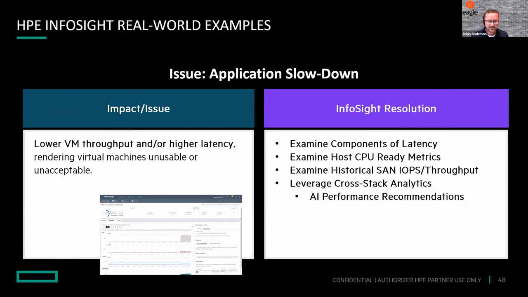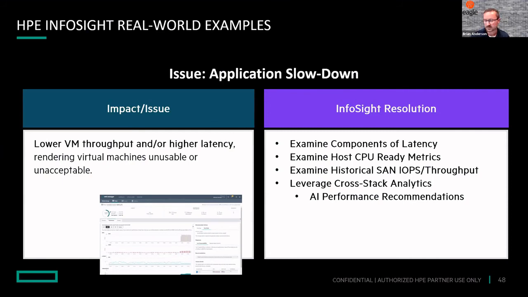So there's some great screens in InfoSight to troubleshoot that. You may also want to see if it's an anomaly that was causing these performance issues or if it's an ongoing situation. So you can go back in time and look at the historical SAN and IOPS and throughput and latency screens and see if it's a one-time deal or if it's something that maybe you need to look at with more detail.